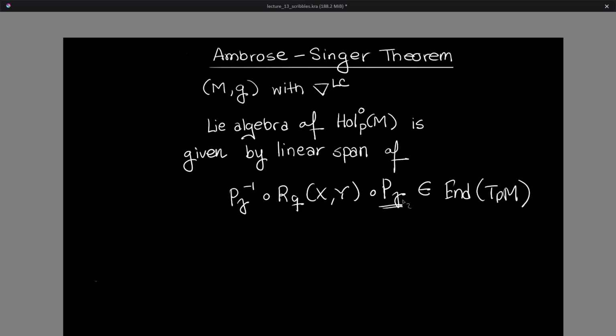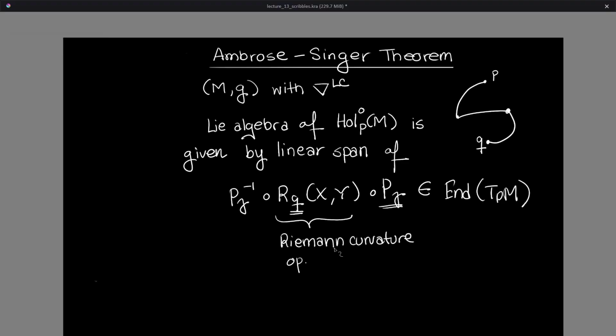P_γ is the parallel transport operator along the curve γ. Q is any point that is connected to P with a piecewise smooth curve. A piecewise smooth curve being this: this is smooth, this is one piece, this is smooth, this is smooth. That's a piecewise smooth curve. So Q is any point that is connected to P via a piecewise smooth curve. And R_Q(X,Y) is the Riemann curvature operator centered at Q. And obviously, P_γ^{-1} is the inverse of the parallel transport operator.